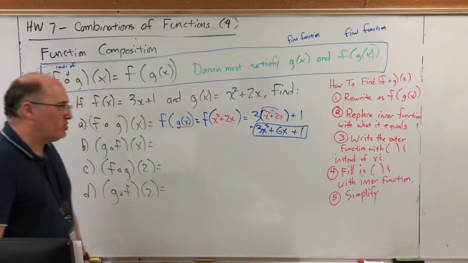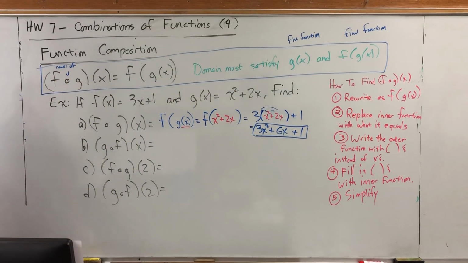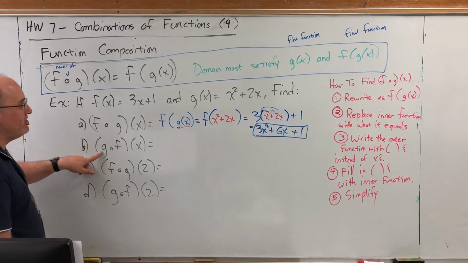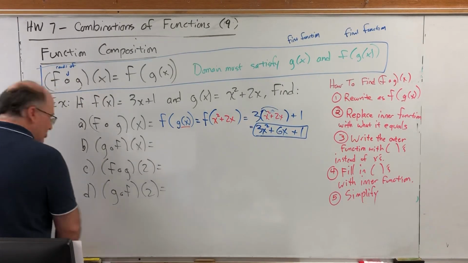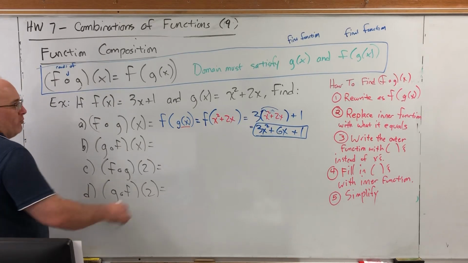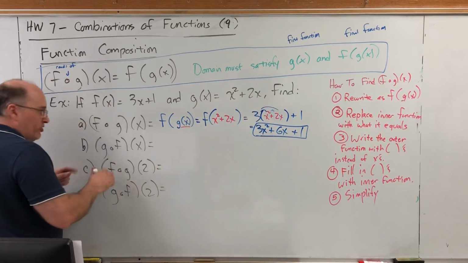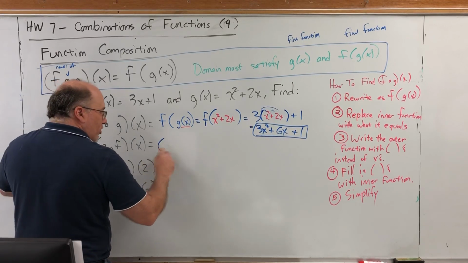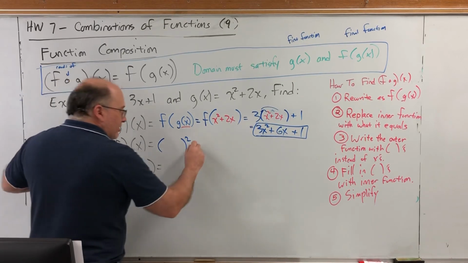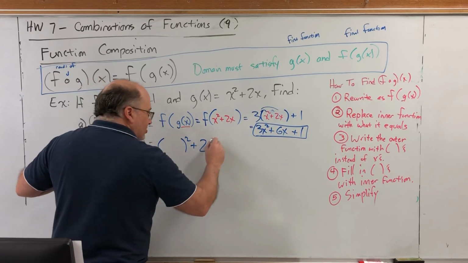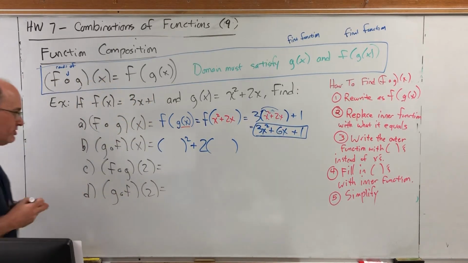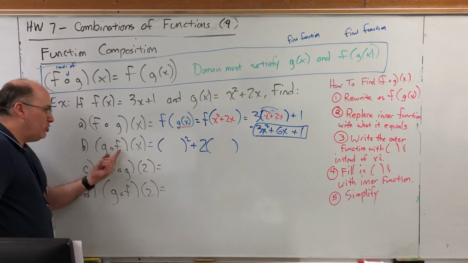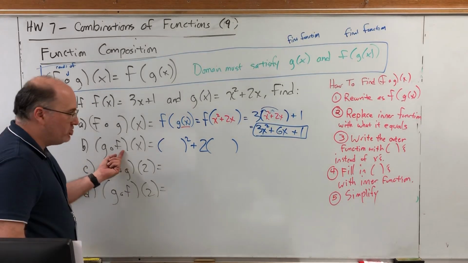The third step says write the outer function with parentheses instead of x's. I can do that right now. I can write the g of x with parentheses instead of x's. So let's write what g of x is, but use parentheses instead of x's. G of x says x squared, so I'm going to put parentheses squared, plus 2x, so I'm going to put 2 times parentheses. I'm doing the g function, but I'm doing it to the f function.